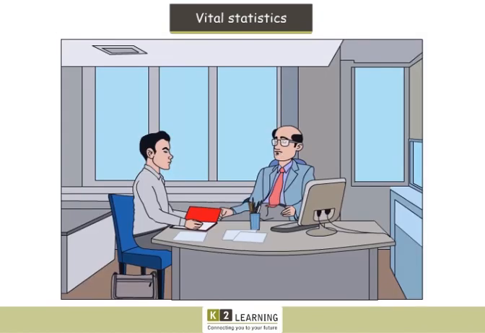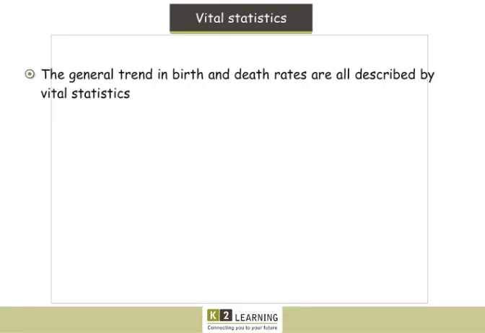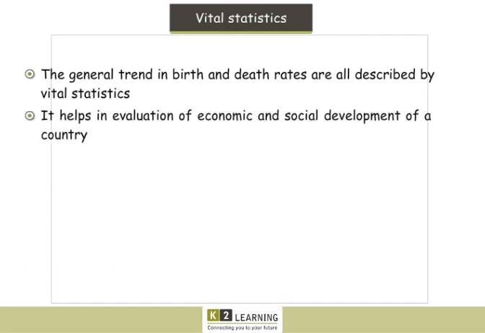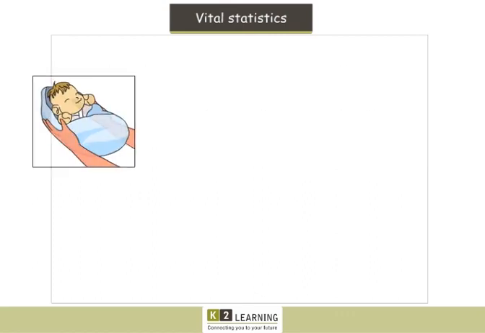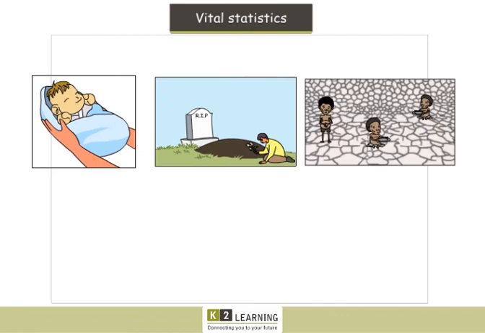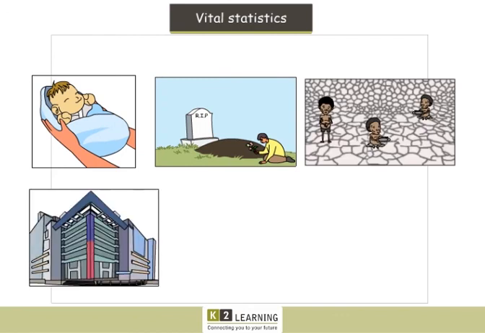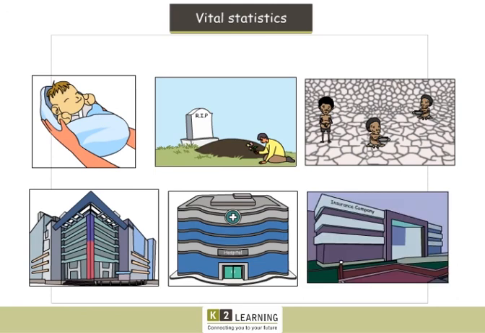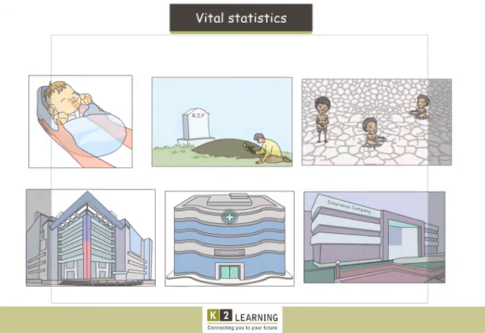Now, could you think of all the uses of vital statistics? Vital statistics is used in the study of demographic structure and trends, such as the age and sex composition of the population. The general trend in birth and death rates are all described by vital statistics. It helps in evaluation of economic and social development of a country. Statistics of births, deaths, famine, etc. are very useful to various agencies, health authorities, insurance agencies, etc.